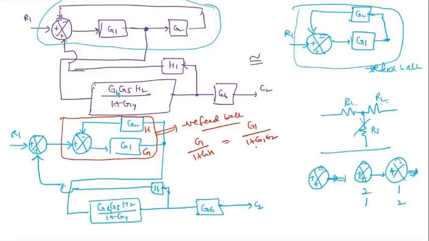Right, at the bottom it's also plus. The symbol is R1. So here, what is the block? It is G1 by 1 plus G1 G2, right? This red color box will be replaced with the help of G1 by 1 plus G1 G2.